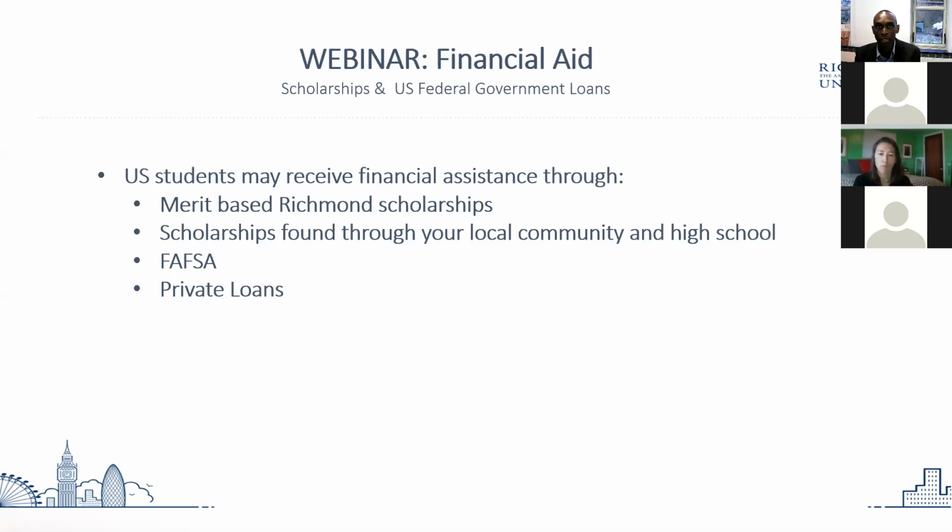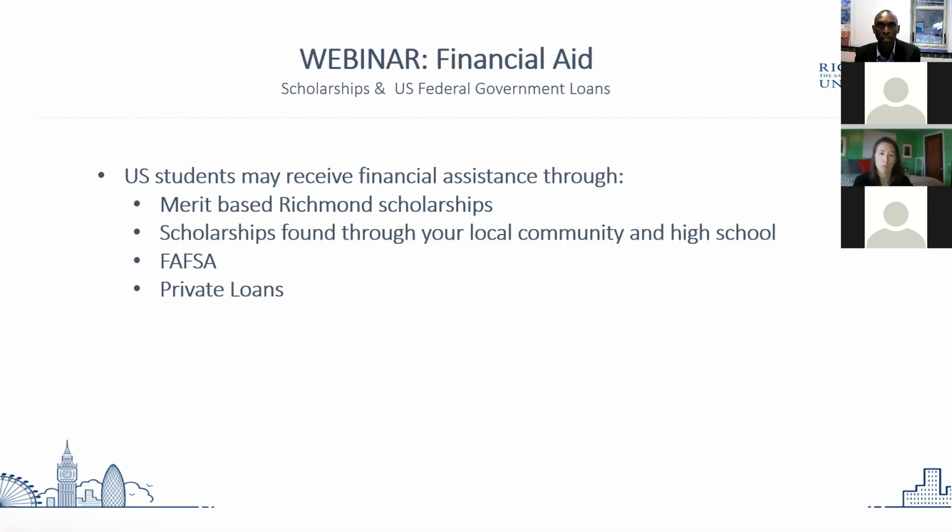Most of you might already be familiar with FAFSA, but FAFSA is the main application that you have to use to apply for federal loans. I will also mention at this juncture that our FAFSA code is G10594. So if you're submitting a FAFSA application, you have to include Richmond University's code, which is G10594.